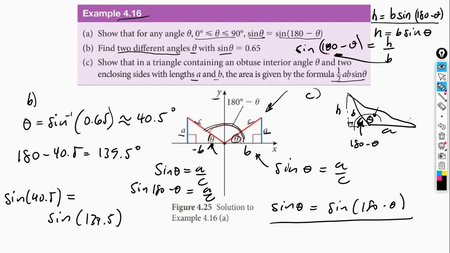Now we know that for any triangle, the area is 1/2 times the base times the height. So that means that for this triangle, the area is going to be 1/2 times the base. The base here is A, so 1/2 times A times the height, which we said is this, B sine of theta. So there you are.